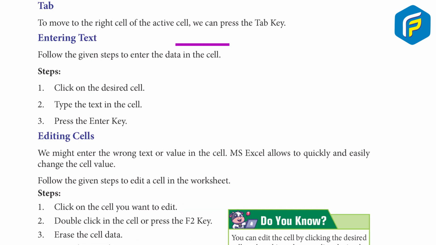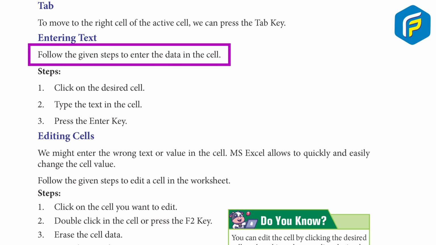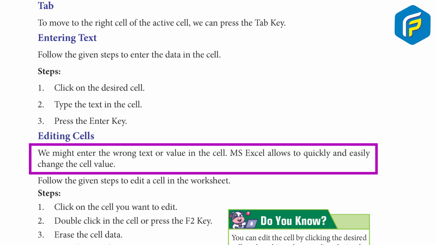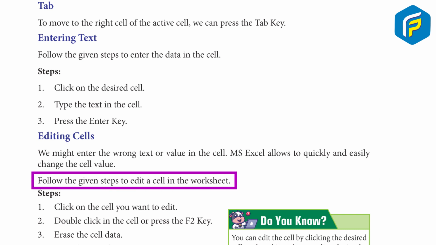Entering text. Follow the given steps to enter the data in the cell. Steps. 1. Click on the desired cell. 2. Type the text in the cell. 3. Press the Enter key. Editing cells. We might enter the wrong text or value in the cell. MS Excel allows to quickly and easily change the cell value. Follow the given step to edit a cell in the worksheet.